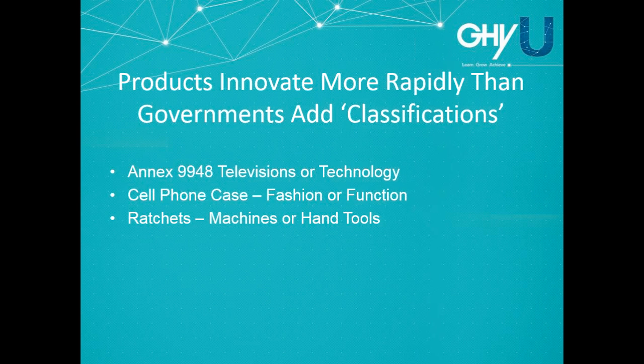So this slide here talks about products that innovate more rapidly than government classification. We have the example of Annex Code 9948, which is for televisions and technology. If you Google that, you can find a lot of information on that. On cell phone cases, we talked about cell phones, but what about the cases? Is it function or fashion? Now, the last one that's listed on here is ratchets.